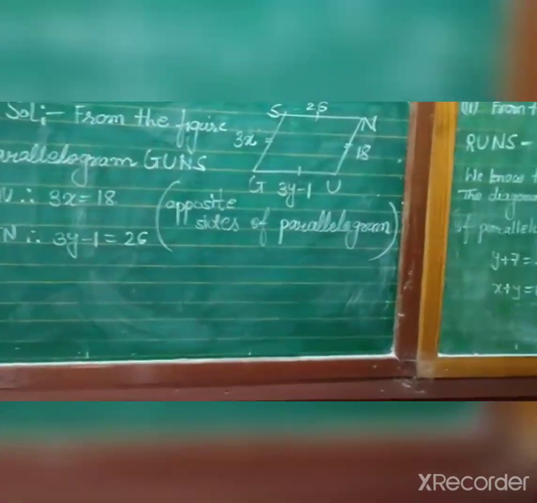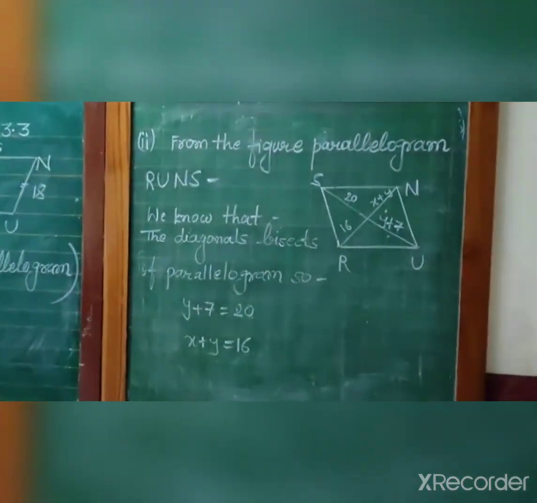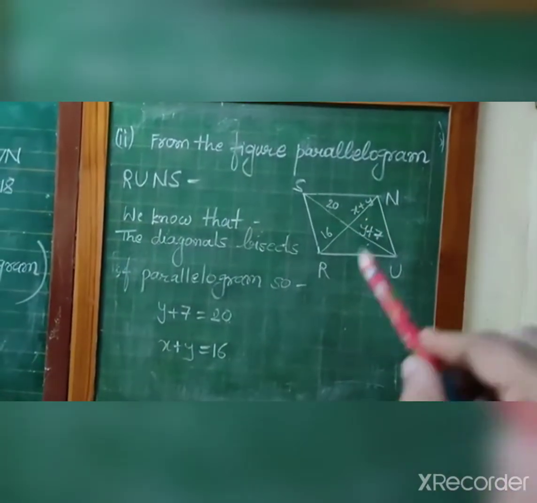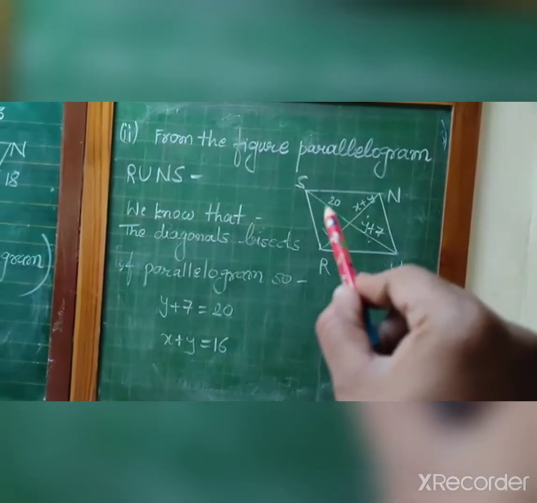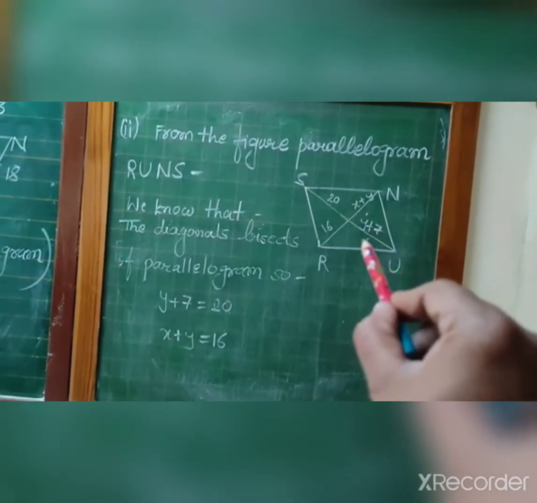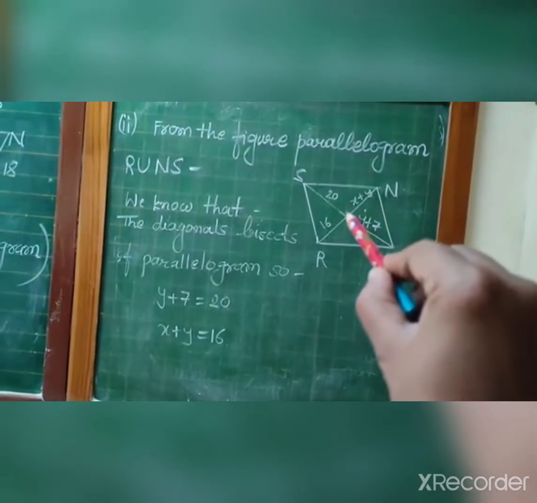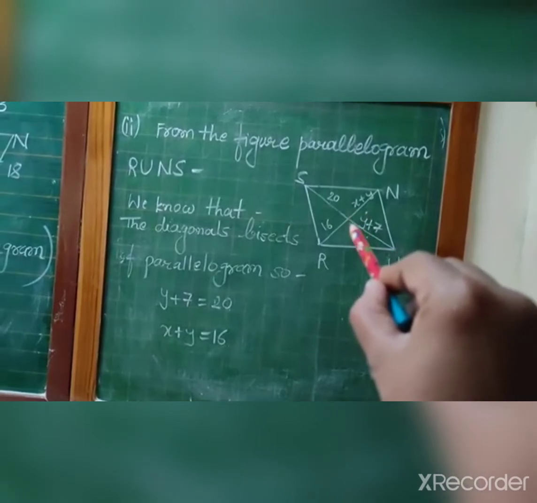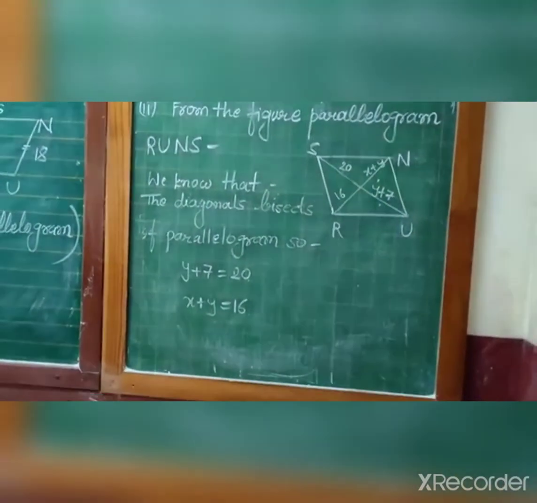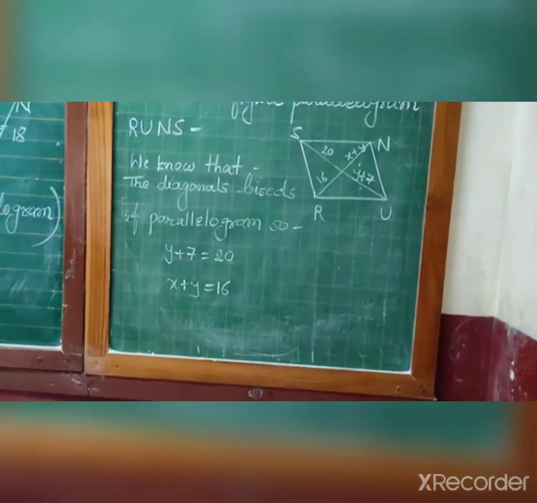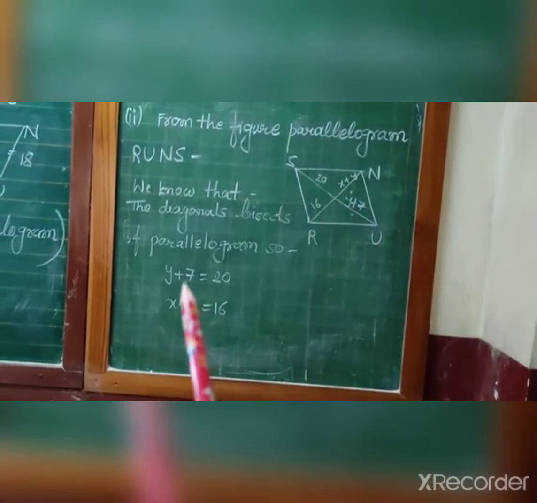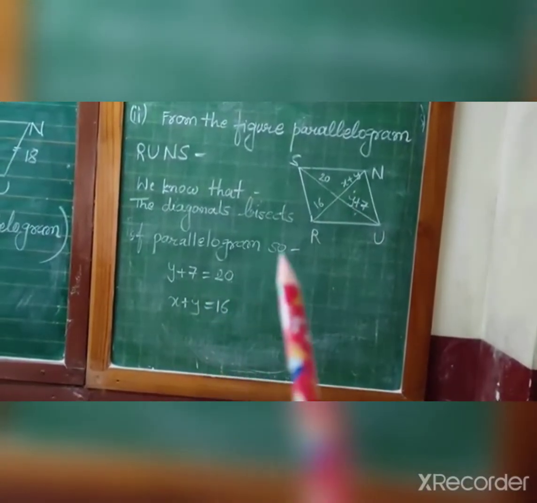Okay. Now in the second parallelogram you can see from the figure, parallelogram RUNS, opposite sides are equal and diagonals always bisect each other. That means this part will be equal to this part and this part will be equal to this part. Intersecting point you can see here. I have not given the name of this intersecting point because it is not given in the textbook. Now we know that the diagonals bisect each other. So y plus 7, this part and this part will be equal. So y plus 7 equal to 20. So y equal to 20 minus 7, that means y equal to 13.